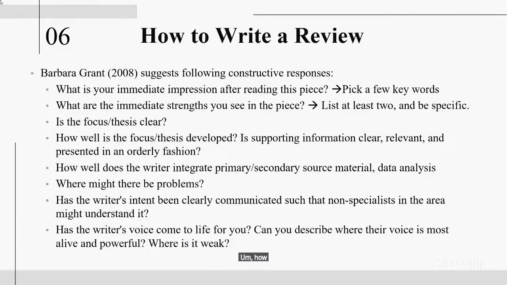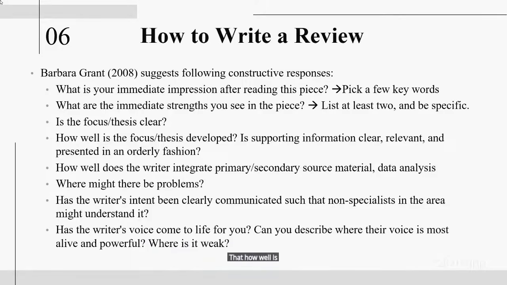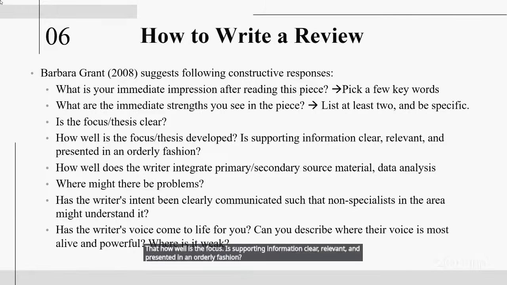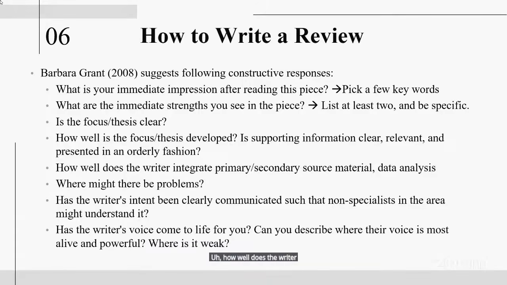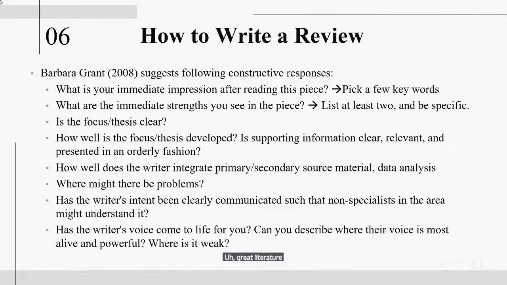How well is the focus thesis developed? Because sometimes the title of the paper is different, and the discussion in the paper is totally different, going in different directions. So you have to see how well the focus is maintained. Is supporting information clear, relevant, and presented in an orderly fashion? How well does the writer integrate the primary and secondary sources? Because when someone is writing a paper, 70% should be published literature, and 30% you can take grey literature. But there should be clear demarcation.